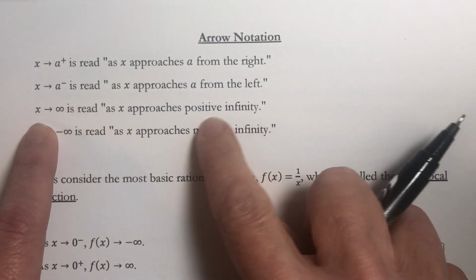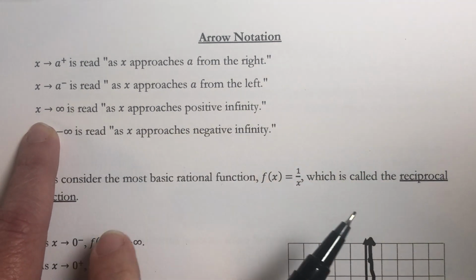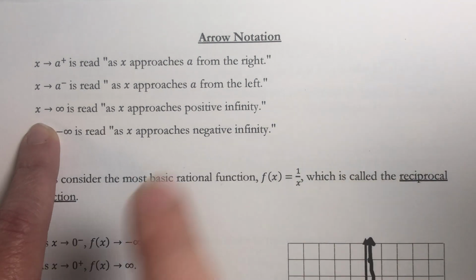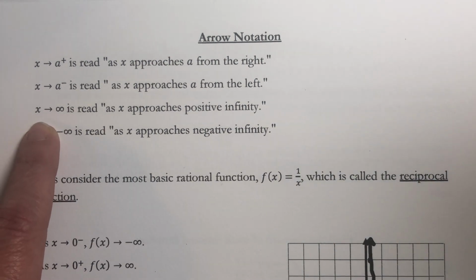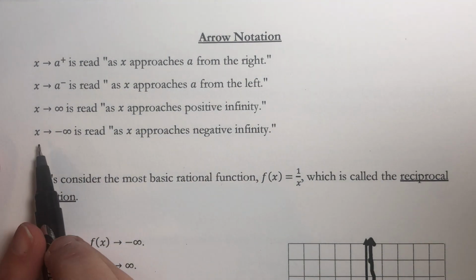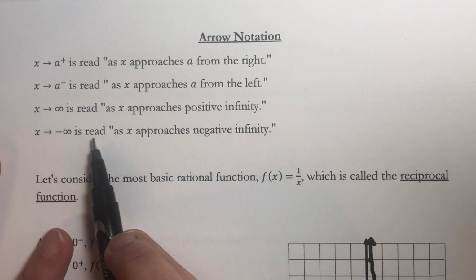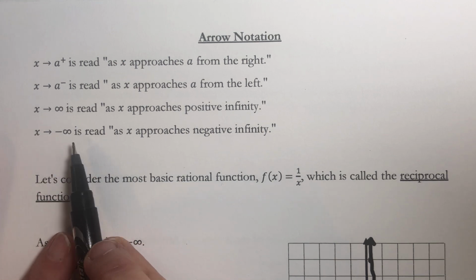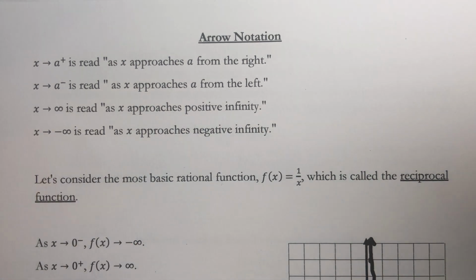X approaches positive infinity. So as our x values go way, way, way out, what's our graph generally doing? And you're going to see examples with this, so don't worry about it just yet if you're not completely getting it. And this is read as x approaches negative infinity. So as our x values get smaller and smaller and smaller, what happens to our graph?